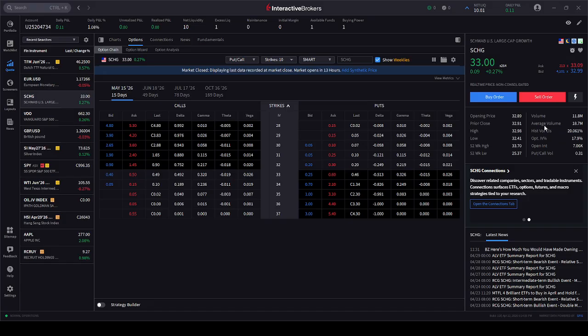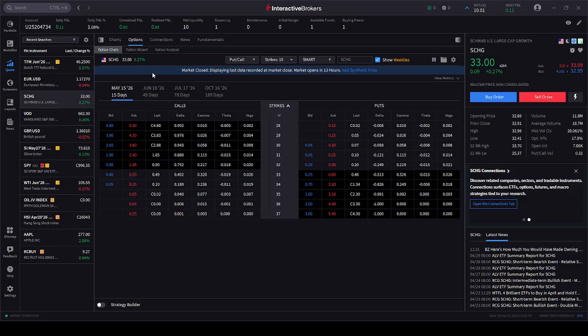Start by researching the stocks you want to short. Look for stocks that you believe are overvalued or likely to decrease in price. Use the platform's market data and charting tools to analyze trends and identify potential short selling opportunities. It's crucial to have a solid understanding of the stock's performance and market conditions before placing a trade.